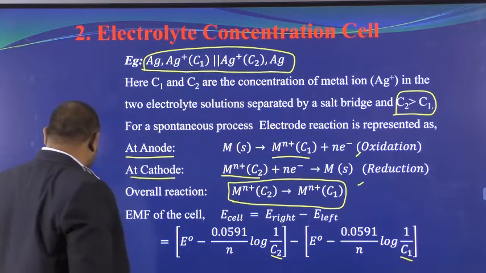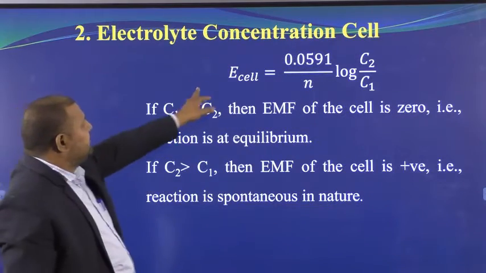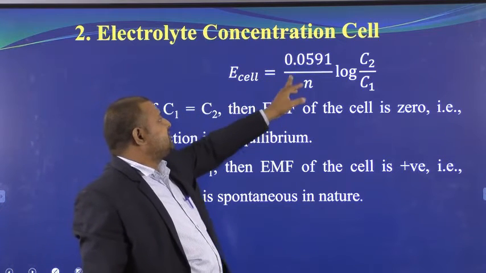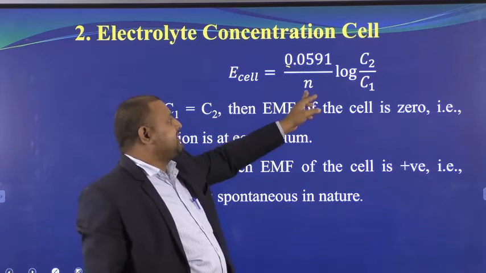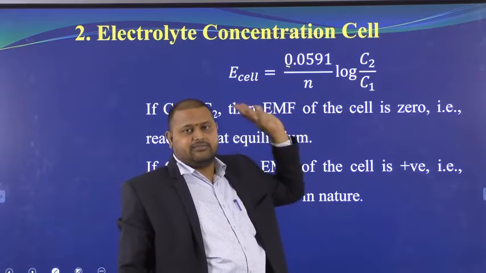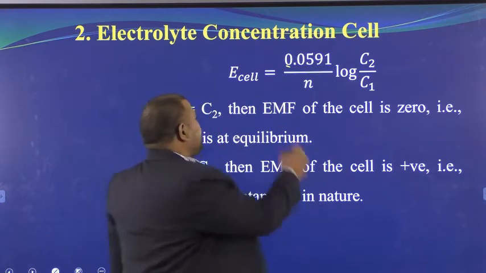Now we will be simplifying this equation. Finally, we will get the answer as E cell is equal to 0.0591 by n into log of C2 by C1. This is the final EMF of the cell.